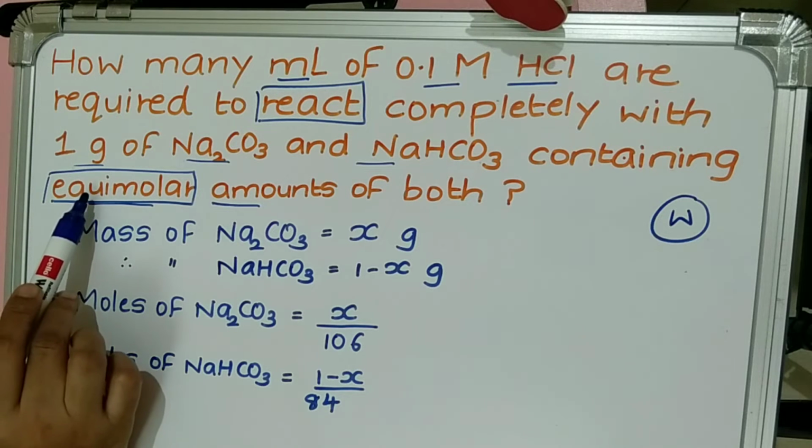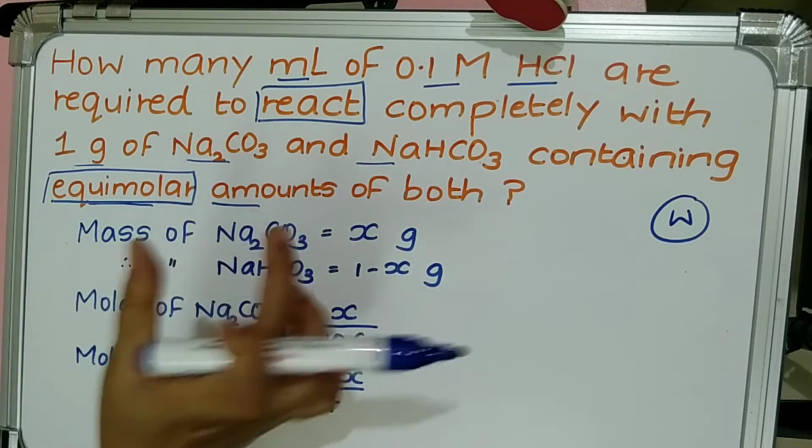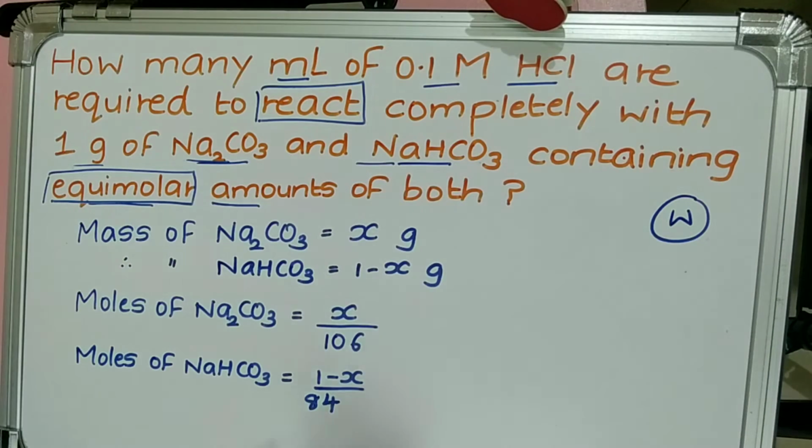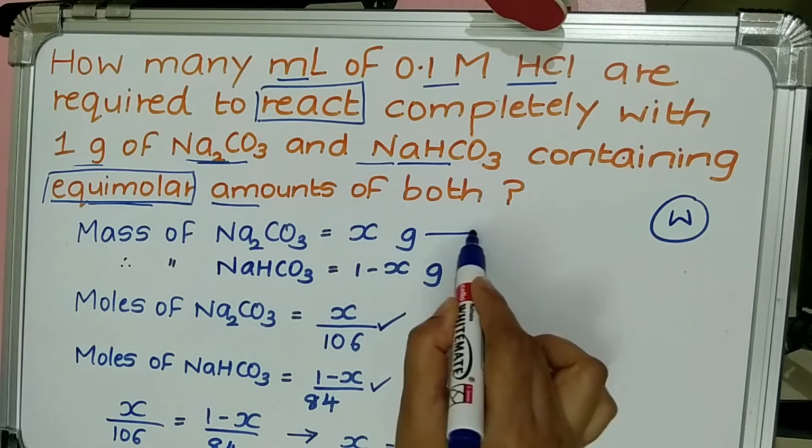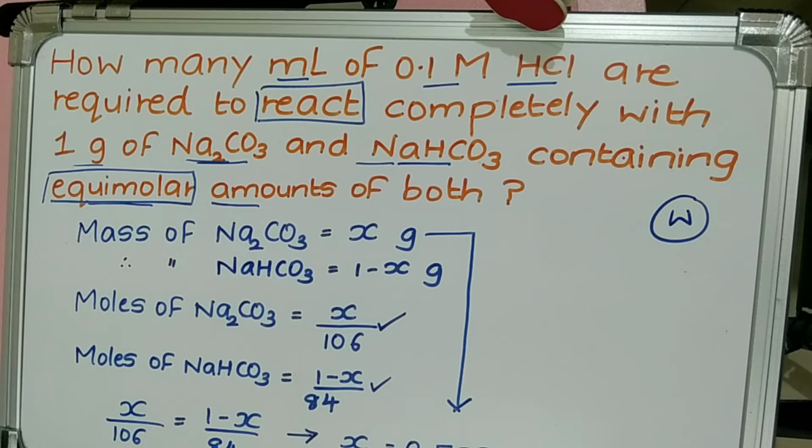Now read the question. Equimolar amount of both. That means both are equal. This and this. So put this in the equal form. So X upon 106 is equal to 1 minus X upon 84. From here you find the value of X. Just cross multiplication, solve the value of X. You will get it as 0.558 grams. That means the mass of Na2CO3 is 0.558.